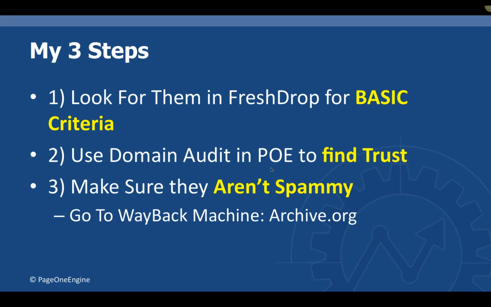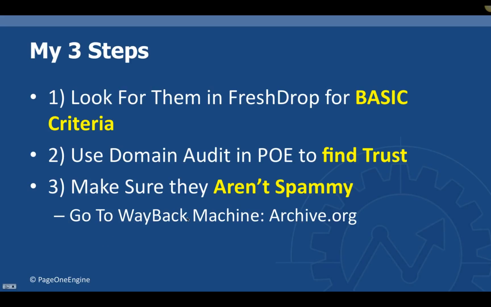And this is what I do, and it's pretty much 3 steps. I look for them in FreshDrop for the basic criteria. Then I use my domain audit tool in POE to find the trust. Although I've noticed that a lot of these, like Moonsy, had the trust value, and trust again is from Majestic SEO. Other people use Moz, like I said earlier. I use trust, and that's my barometer. And like I said, anything over 10, trust flow of 10, I really like. And the more referring IPs, the better. So we'll go into that a little bit more once we go live.